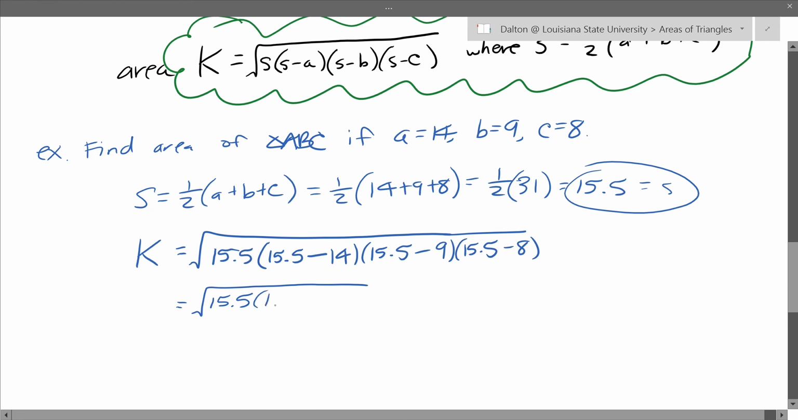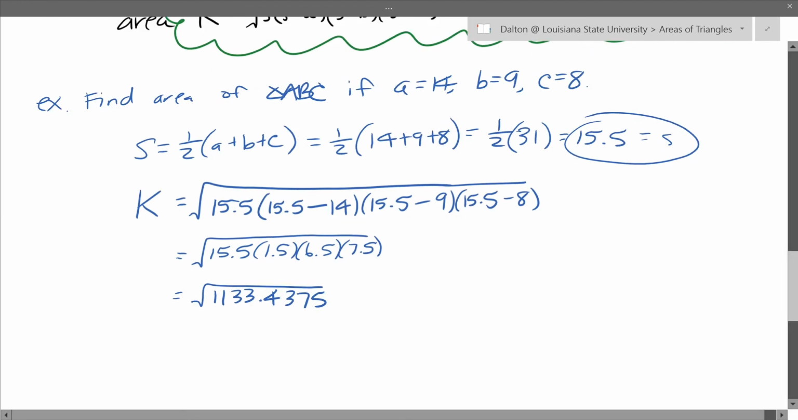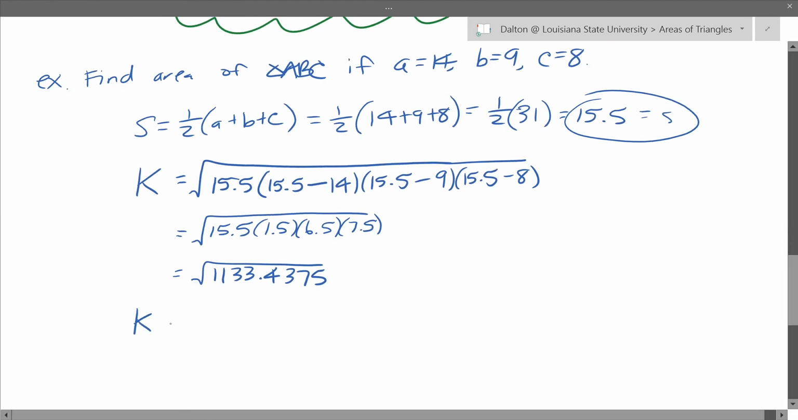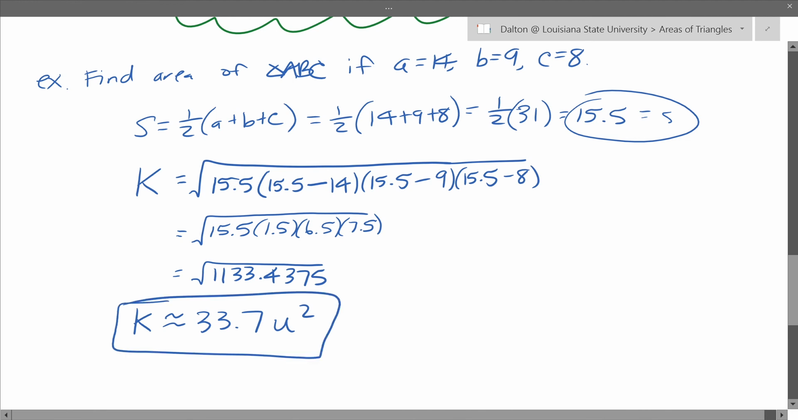15.5 times 1.5 times 6.5 times 7.5. And when you multiply those, you're going to get the square root of approximately 1,133.4375. And then if I take the square root of that number, round it to the nearest tenth, I get the area K, which is approximately 33.7 units squared. And that is Hero's formula.